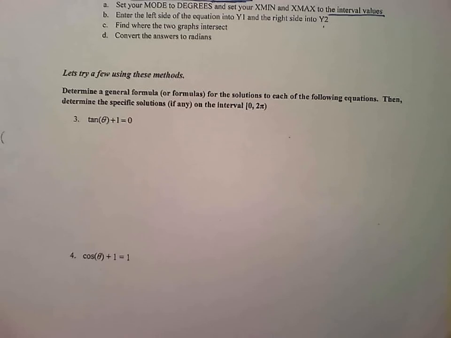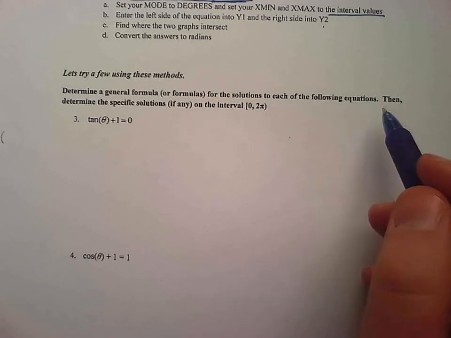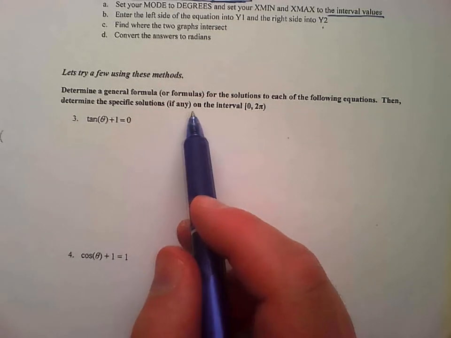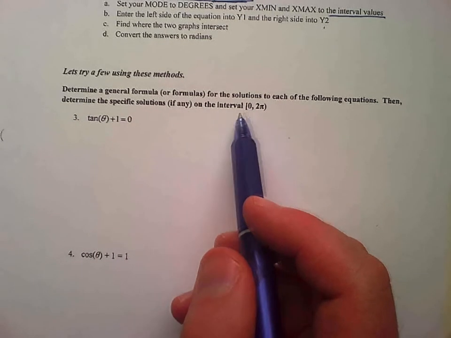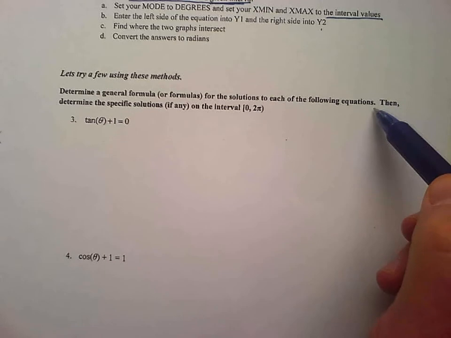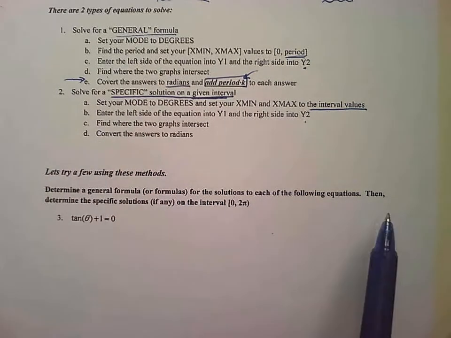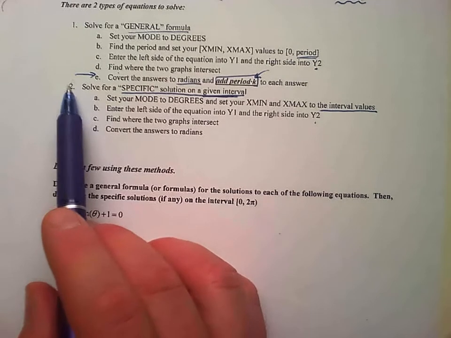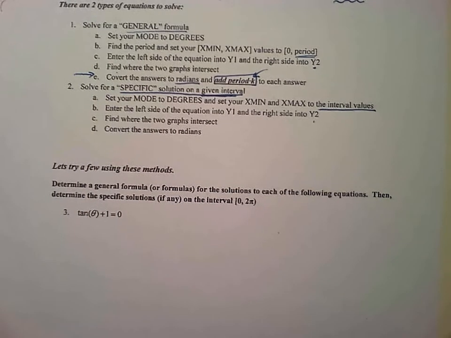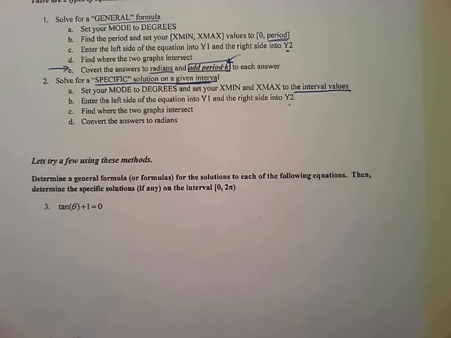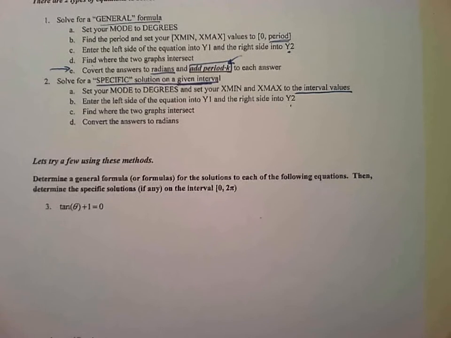It says, let's try a few using these methods. Determine a general formula or formulas for the solutions to each of the following equations. Then determine a specific solution, if any, on the interval from 0 to 2 pi. So the first thing that it's asking us to do is to use this number 1 right here. And then second is to do the second method right here for a specific solution. So let's take a look at number 3.